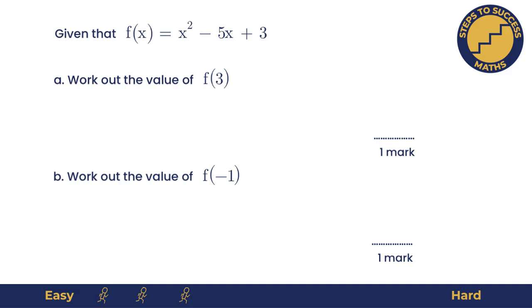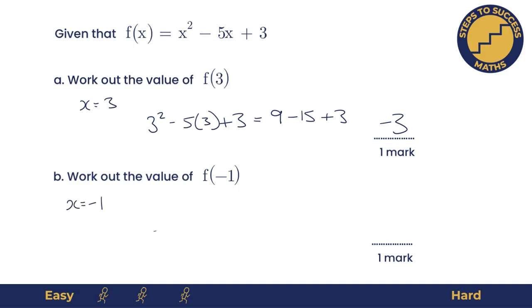Given that f of x is equal to x squared minus 5x plus 3, work out the value of f of 3. So 3 squared minus 5 times 3 plus 3. Careful on the negatives. We've got 9, take away 15 plus 3, which is negative 3. Work out the value of f of negative 1. Use brackets here. Negative 1 squared, take away 5 times negative 1 plus 3. Negative 1 squared is 1. Negative 5 times negative 1 is positive 5, and add 3. So that's 9.